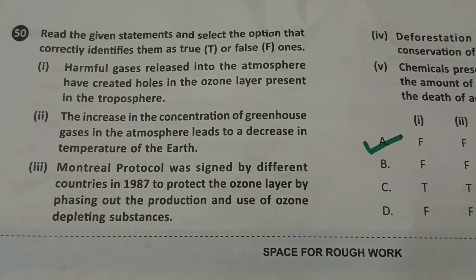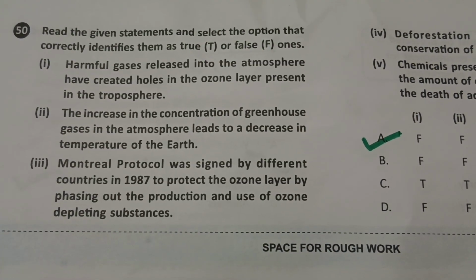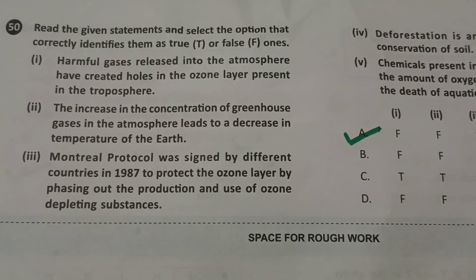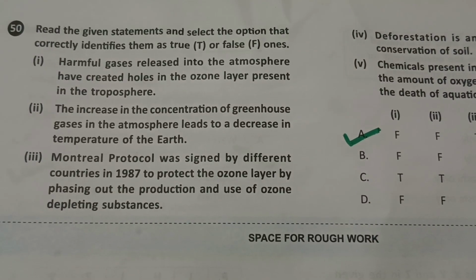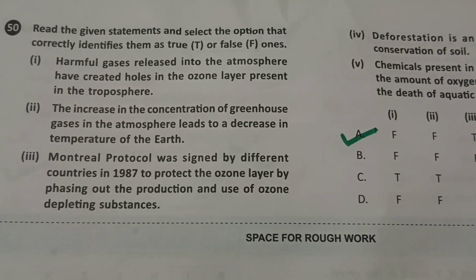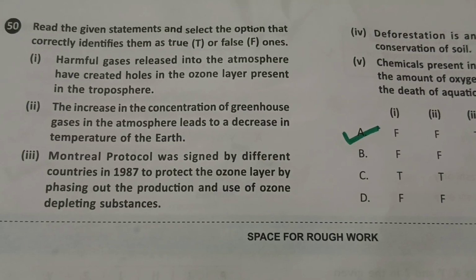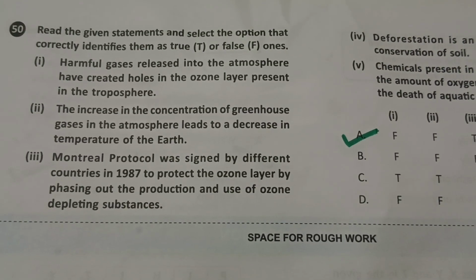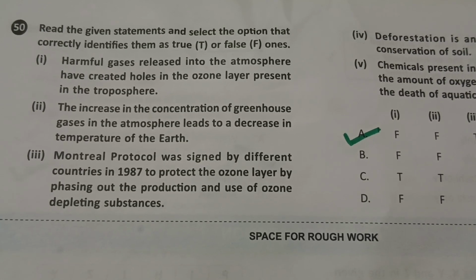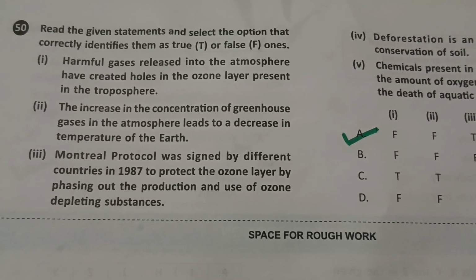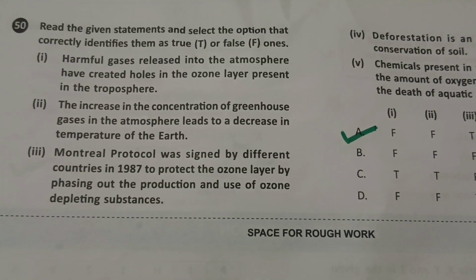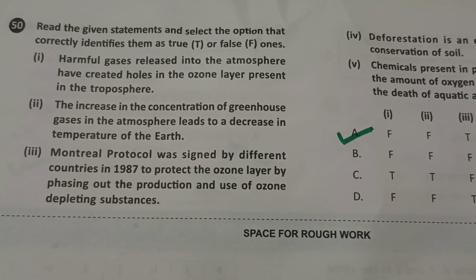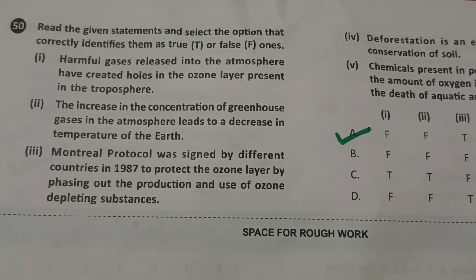Number 50. Read the given statement and select the option that correctly identifies true and false. Harmful gases released into the atmosphere have created holes in the ozone layer present in the troposphere. No. Hole is caused due to the CFC gases. Increase in the concentration of greenhouse gases in the atmosphere leads to decrease in the temperature of the earth. No. It increases the temperature of the earth.